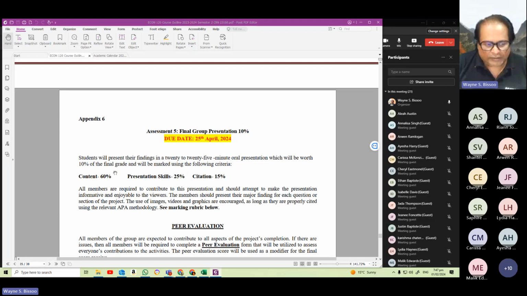So content, I'm looking at 60%. Your presentation style and skills, 25%. And of course, even though you're doing a PowerPoint presentation and a spoken presentation, you still have to cite your sources. So citation, 15%. All the members of the group are required to contribute to the presentation, and you should try to make the presentation enjoyable and informative for the rest of us.